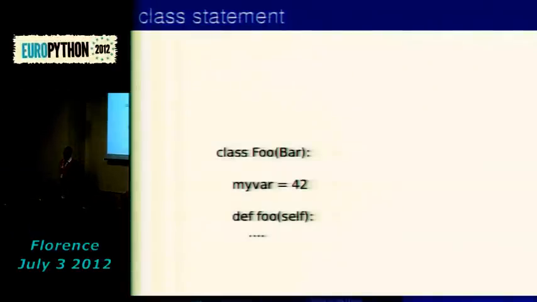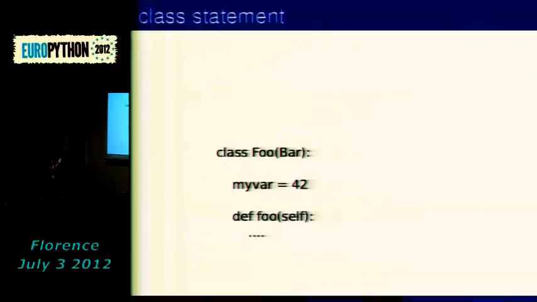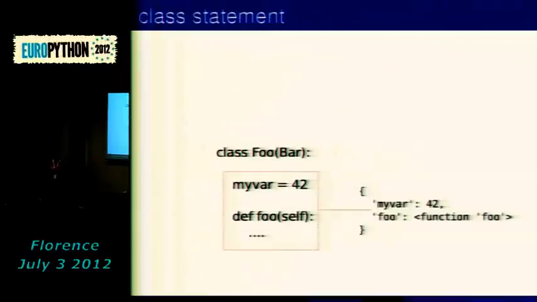So let's look at what really happens. We are at this class statement, we create a class named foo, which extends bar, and we have some definitions in the body. The first thing that happens is that the body of the class is evaluated. It's really just like exec of the code. And the result is a dictionary which contains the scope of all the things that happen in the class body. In this case, the dictionary contains my var, which is a number, and foo, which is a function.